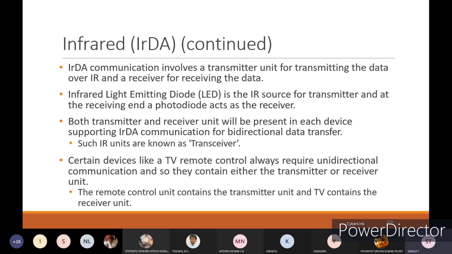The remote control unit contains the transmitter unit and the TV contains the receiver unit.